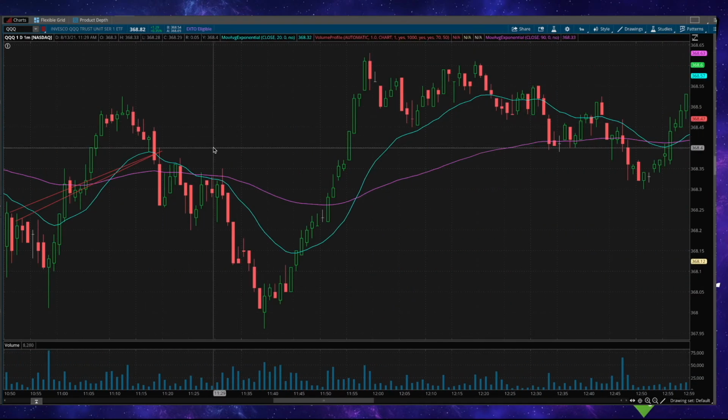Now, I would not just trade off engulfing candles alone. Like you'd be looking at resistance levels, trend levels, that kind of stuff. But this is just showing you the power of looking for patterns in just the candlesticks alone.